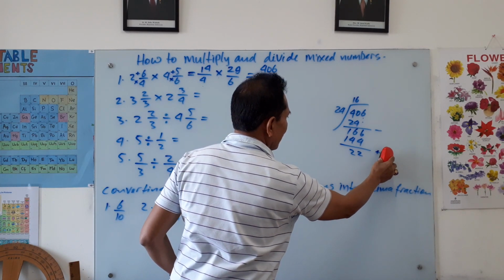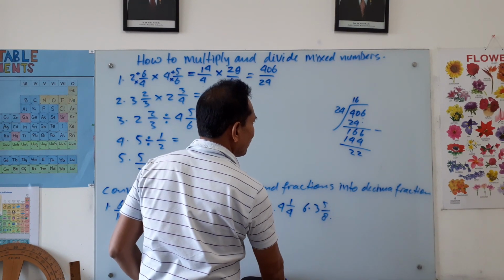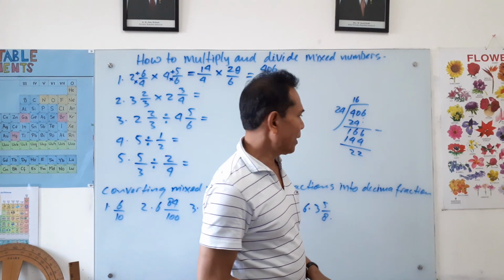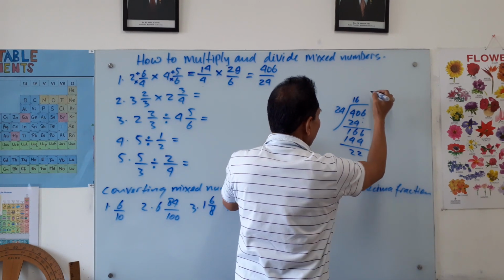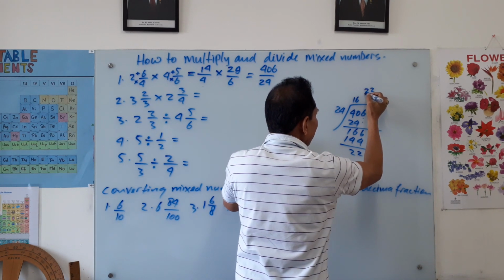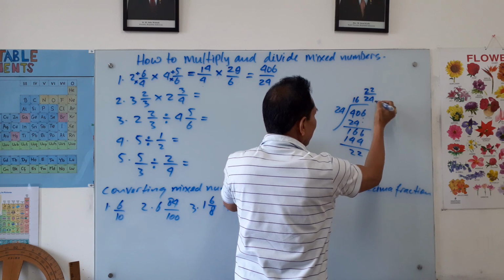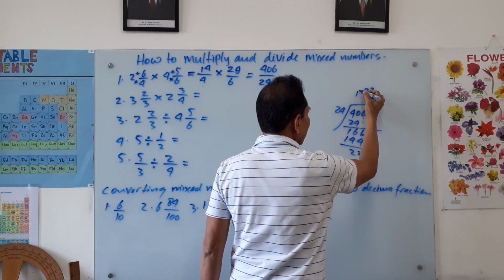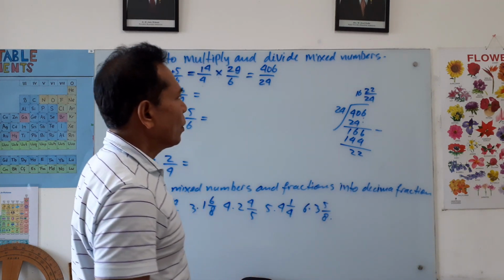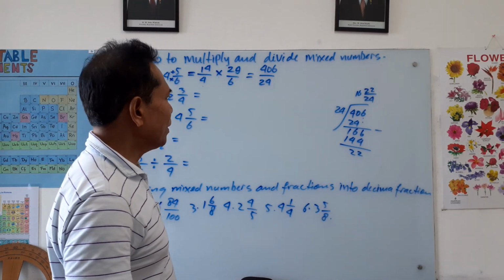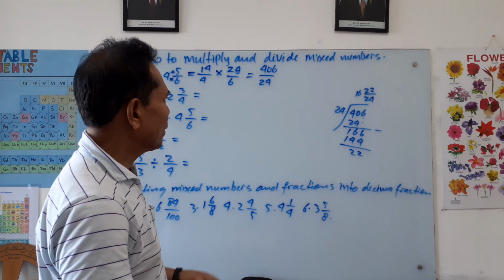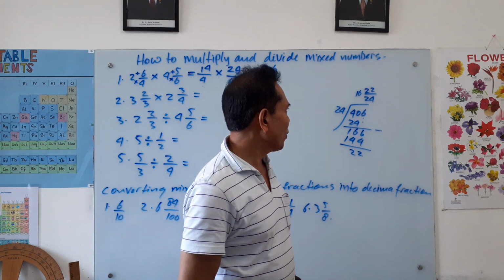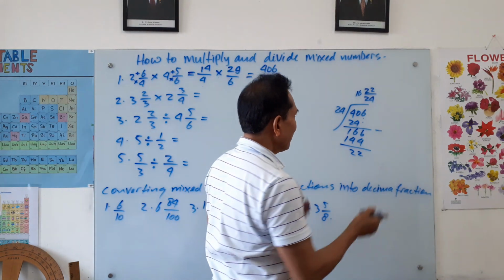So yeah, it's 22. Now 22 is under 24, so we cannot divide it anymore. Now we bring it up here to be our numerator, over 24 denominator. So it's 16, 22 over 24. Now, can we simplify this? 22 over 24? Yes, we can.